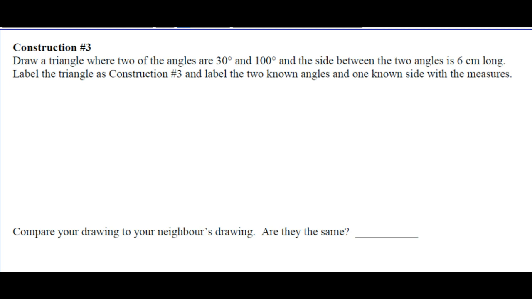Okay, and again, upon constructing this triangle, we found out that they were the same. What you're labeling is the two known angles and the known side, right? So you're going to label, let's just say, 6 centimeters and 30 degrees, and then 100 degrees, and it's going to look like that, right? So, yes, they are the same.